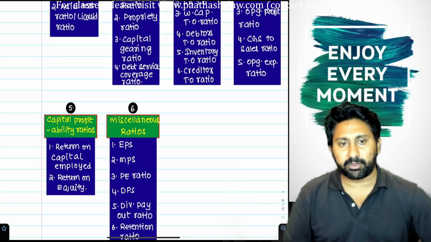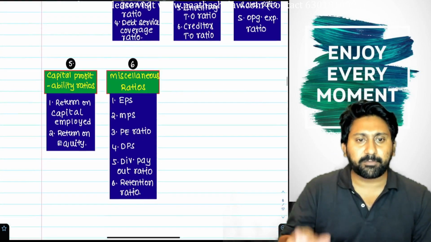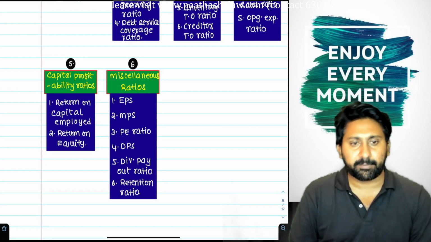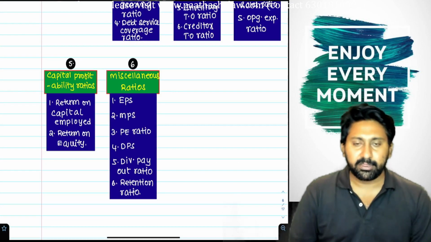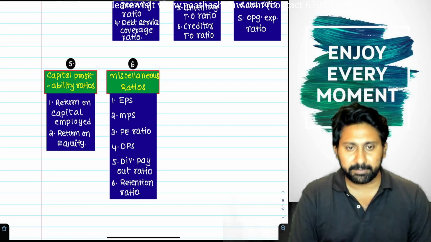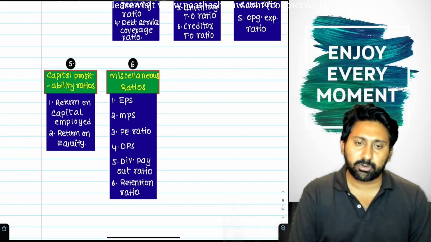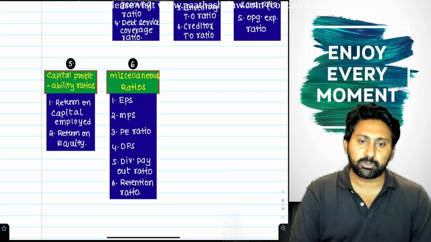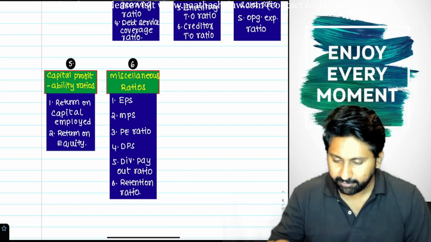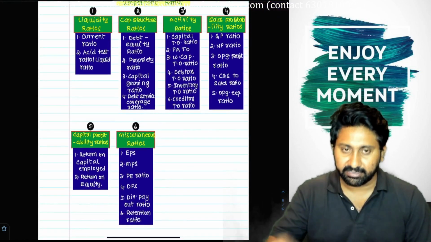That theory is very important for your exams. Capital profitability ratio means return on capital employed or return on equity. Miscellaneous ratios: EPS, MPS, PE ratio, DPS, dividend payout ratio, retention ratio. Okay. If you want to take a snap, you can just take this.